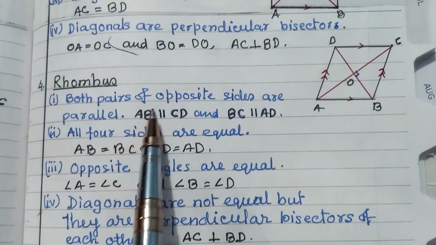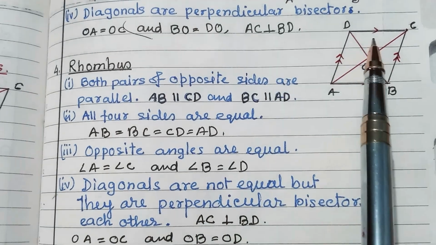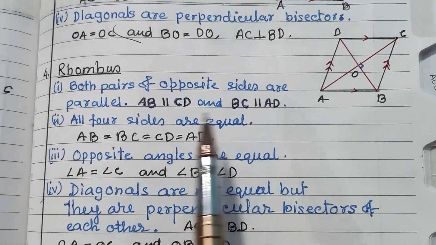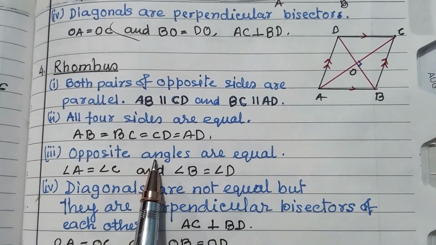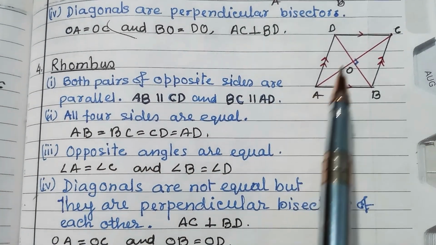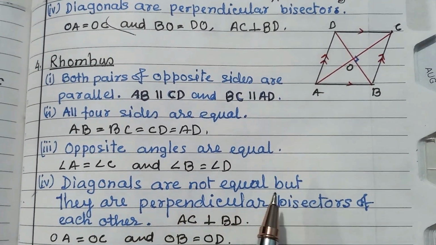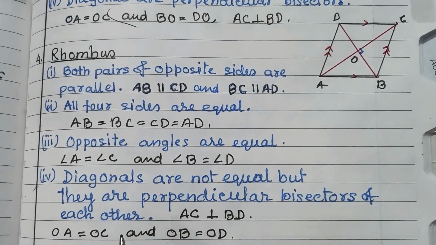Rhombus: both pairs of opposite sides are parallel and they are equal. All four sides are equal. Opposite angles are equal. And diagonals are not equal, but they are perpendicular bisectors of each other.